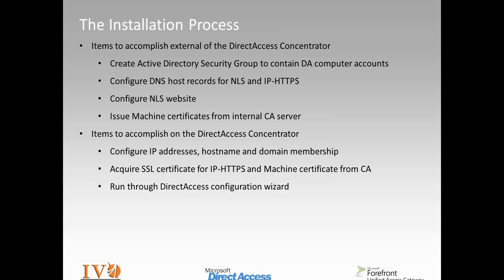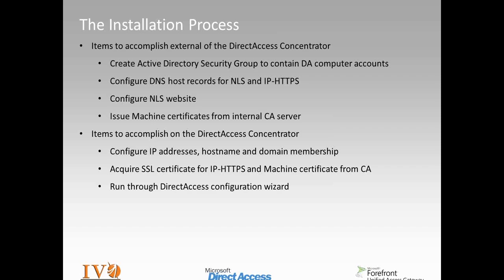So we're creating the Active Directory security group, which is going to be used to hold the DA computer accounts. We're going to configure the DNS records that we talked about, internally for NLS, externally for IP over HTTPS. We're going to stand up that NLS website. And we talked about everything that's involved there, just a simple internal website running HTTPS. And then we're going to issue the machine certificates to the DirectAccess computers from your internal CA server.